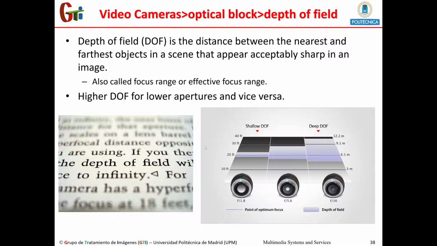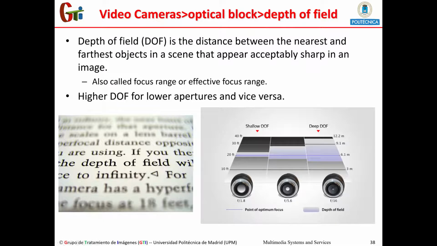Another feature of the optical block is the depth of field, that is also very related with the aperture. We can define the depth of field as the distance between the nearest and the farthest objects in the scene that can be acceptably sharp in our image. Okay, so in this image, the depth of field will be defined in this range, where the objects are acceptably sharp. Sometimes depth of field is also called focus range or effective focus range.